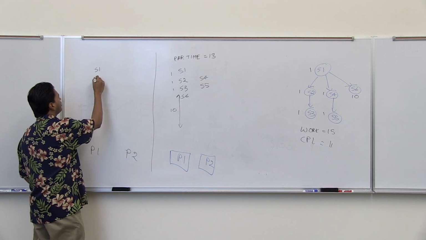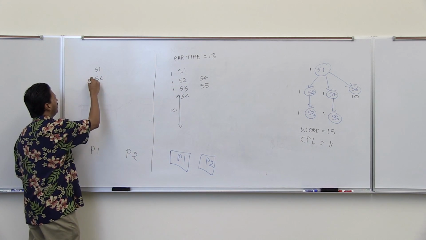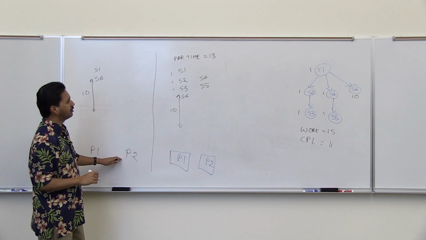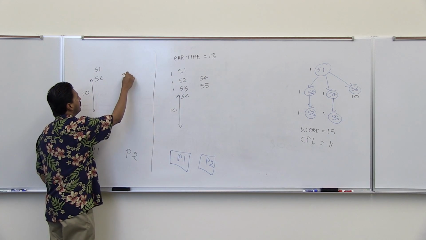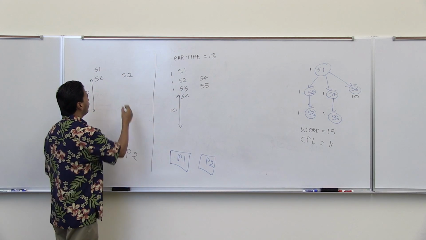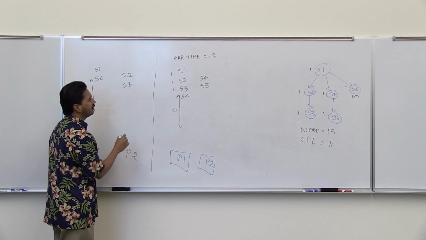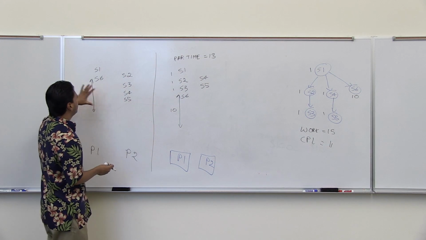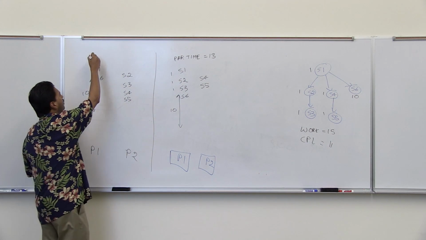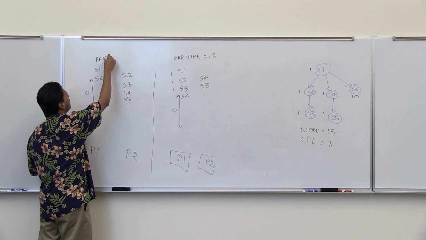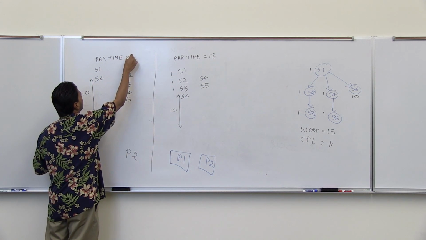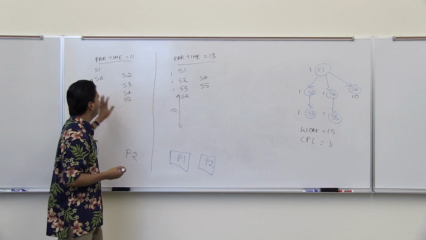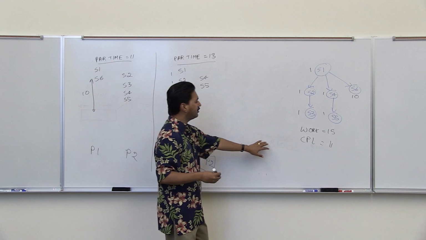So let's go ahead and do S6 first on processor 1, and that runs for 10 units. Now while S6 is running, processor 2 could pick up S2, it could pick up S3 or S4, it doesn't matter. Let's say it does S3, then it does S4 and S5. And all this work is overlapped with S6. So if we look at the parallel time over here, it is 11 units, which is much better than 13 units. And in fact, we know it's the best we can do because the critical path length is 11.